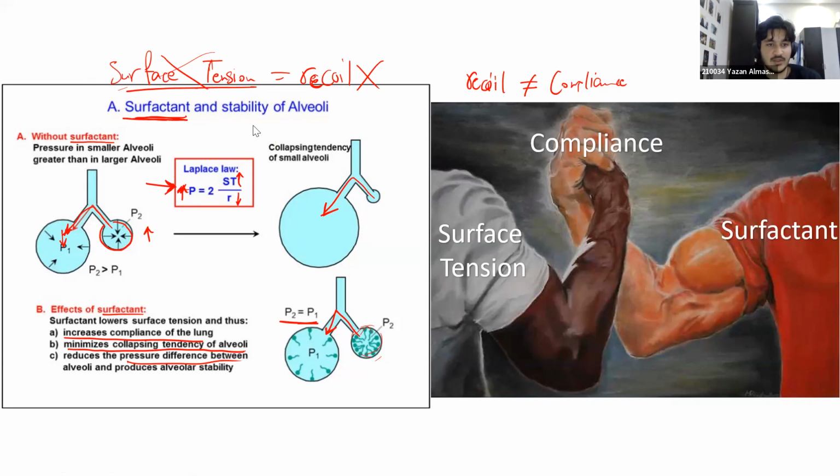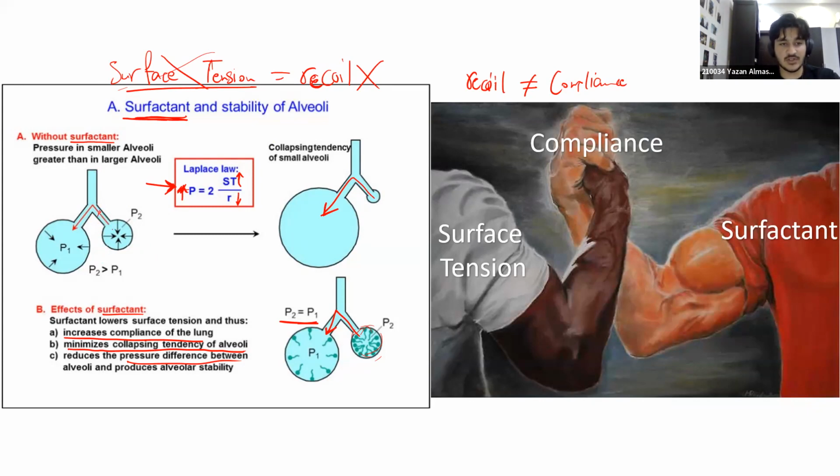Can you explain point A? Yes, okay. So point A is showing us that if we don't have surfactant, the pressure is not balanced between the alveoli. So the pressure in the smaller alveoli will be higher compared to the pressure in the bigger alveoli. Why? Let's say in the first place, why would we have, for example, more air in this one when compared to this one?